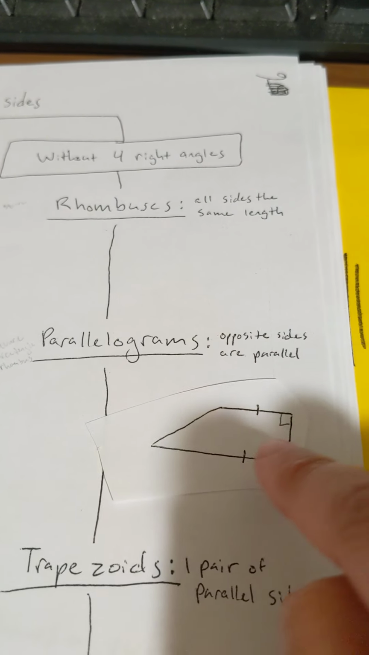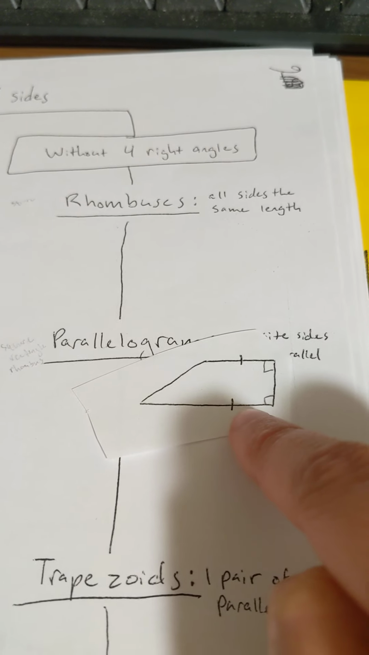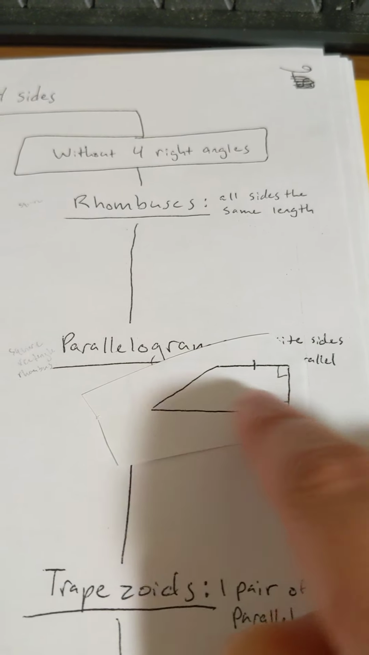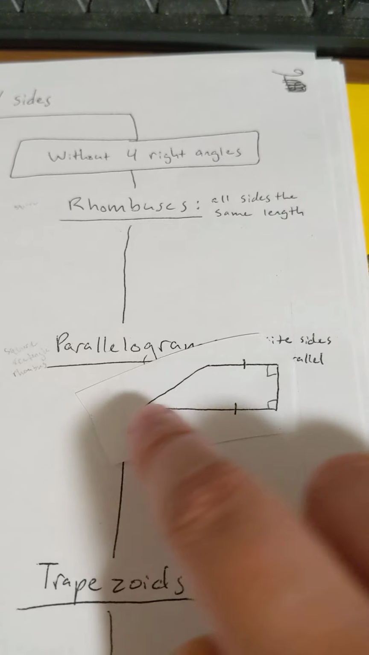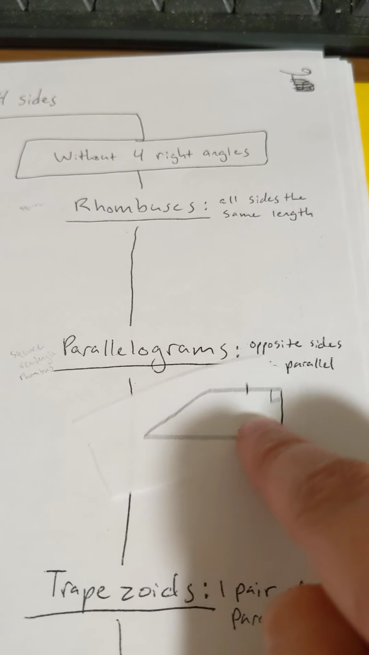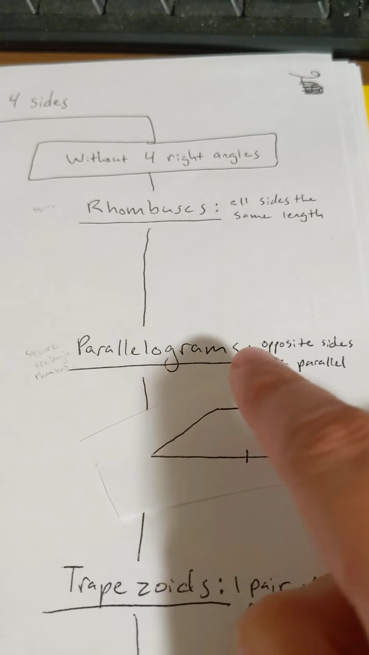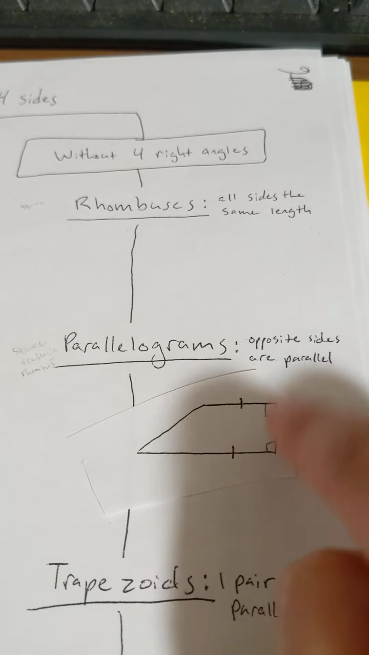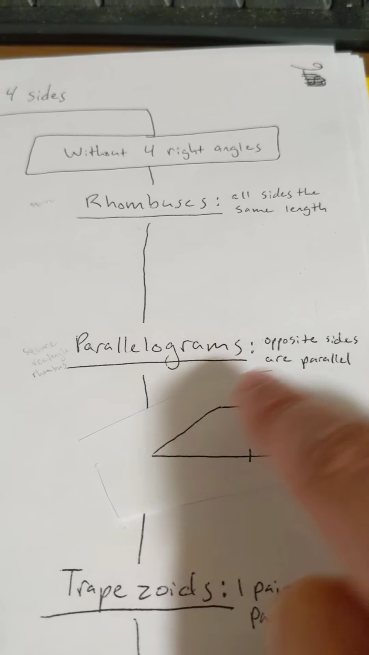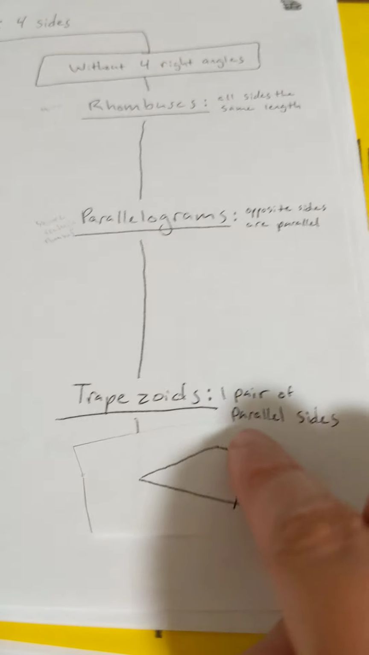Parallelograms means opposite sides are parallel. Okay, so we have one pair of opposite sides that are parallel, right? We can see our lines drawn on them, and we can see that they won't touch. But are the other side, is the left and right side parallel? No, see how this one goes straight up and down, but this one is coming over here towards where this line will be. So let's look at trapezoids.